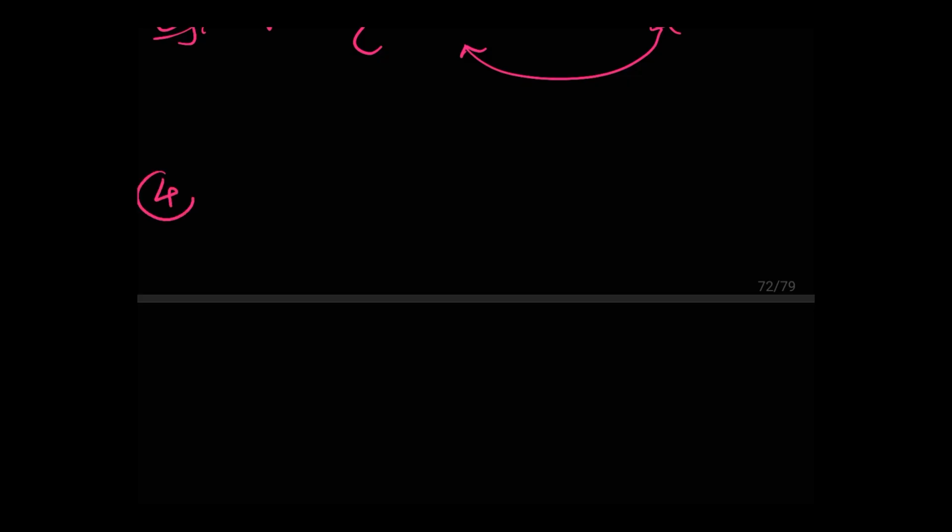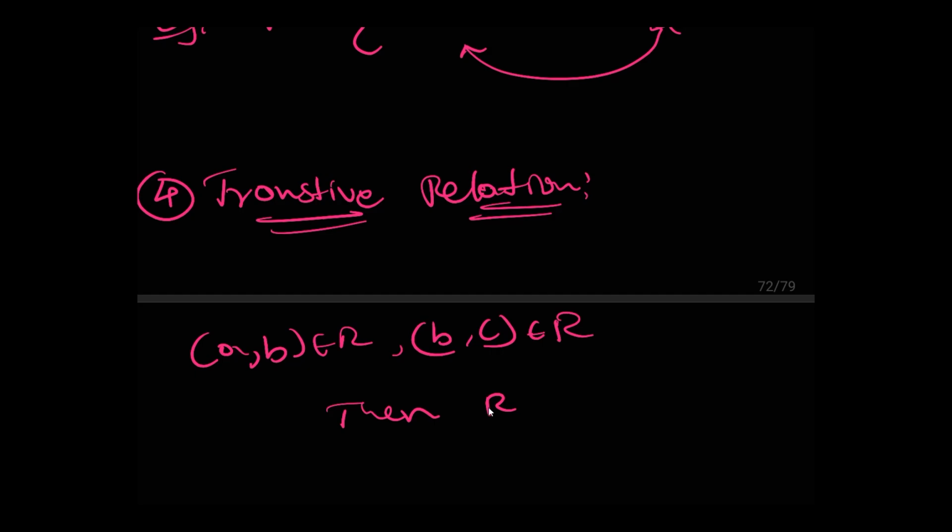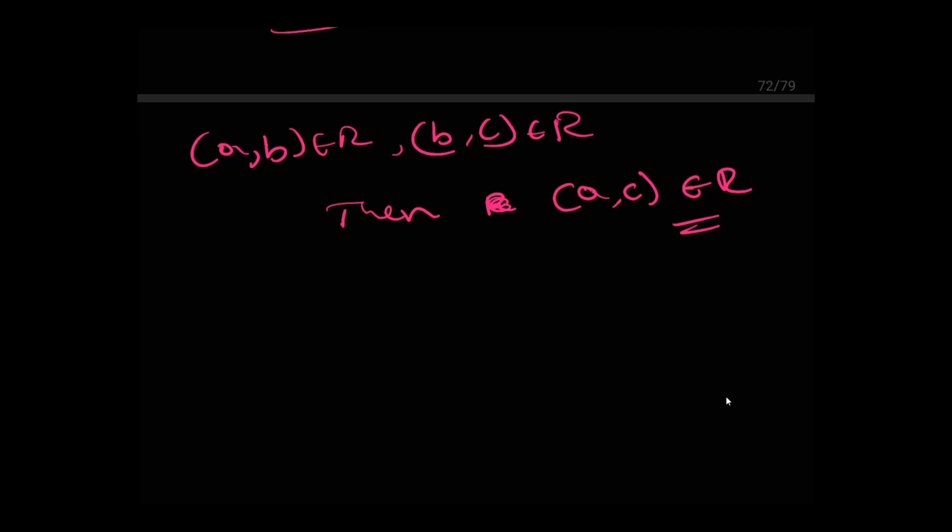Next, transitive relation. If a relation contains (a, b) and (b, c), then the relation must also contain (a, c). This is called a transitive relation.